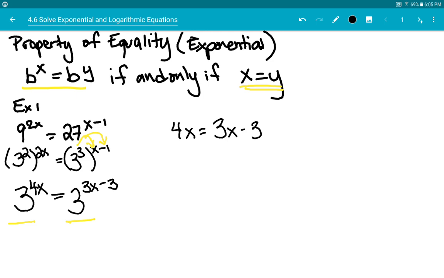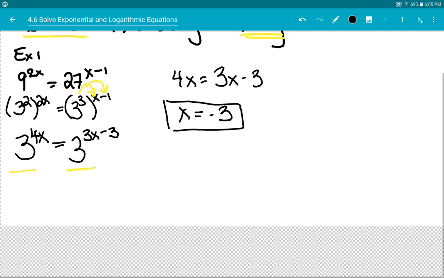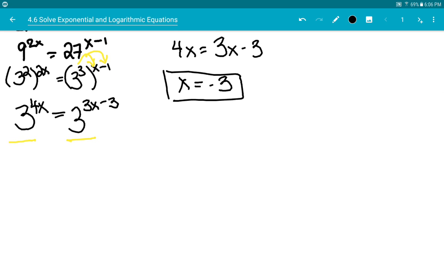Then we go ahead and solve for x. If I subtract 3x, I get x is equal to negative 3. That's my solution for this first equation. So negative 3 was the exponent we're looking for. By manipulating the bases to be the same, we now have that solution. We're going to do a bunch of these just to get used to what we have to do to solve for the exponent.